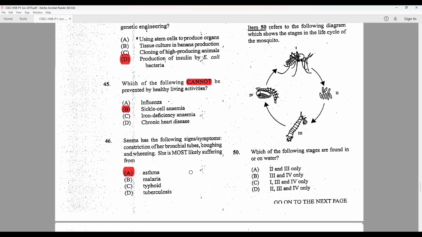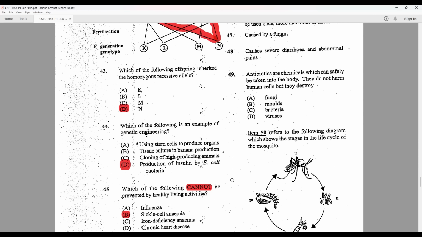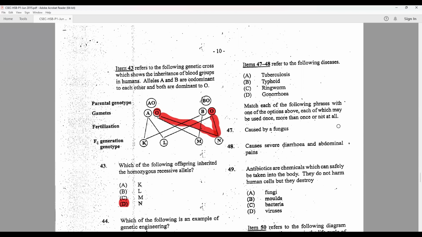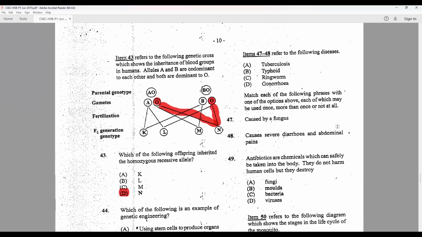All right, so we are heavy into section D, diseases. Item 47 refers to the following diseases: A, tuberculosis; B, typhoid; C, ringworm; D, gonorrhea. Match each of the following phrases with one of the options above, each of which may be used once, more than once, or not at all. Remember, it's 2 questions that you have to choose these answers from. Caused by a fungus. Ringworm is caused by a fungus, so the answer for 47 is C.